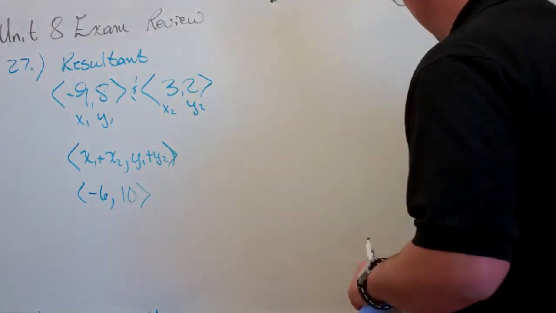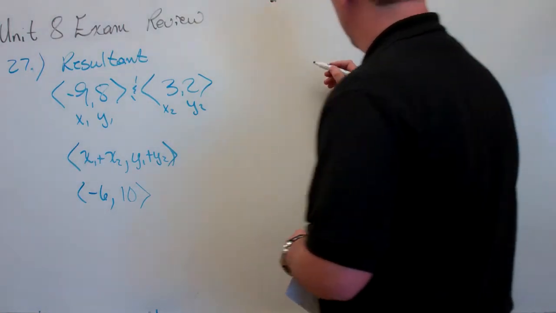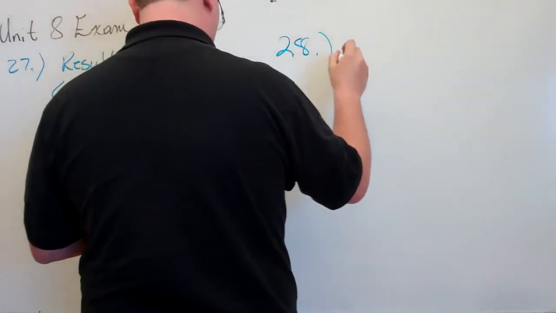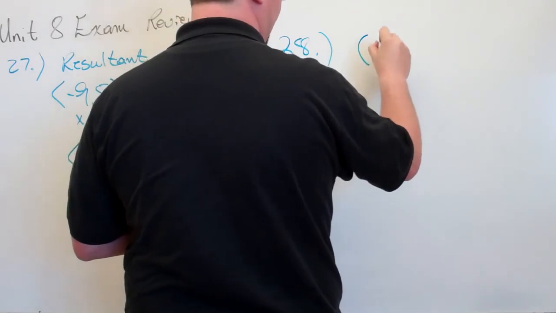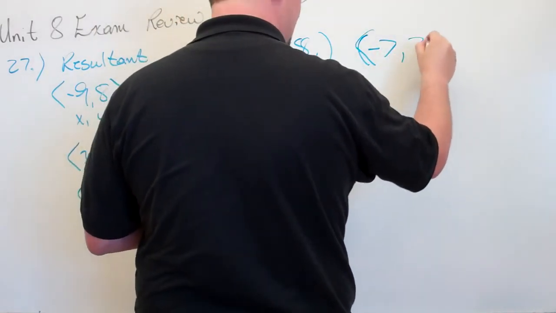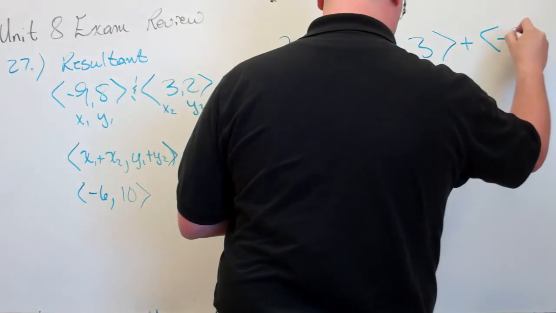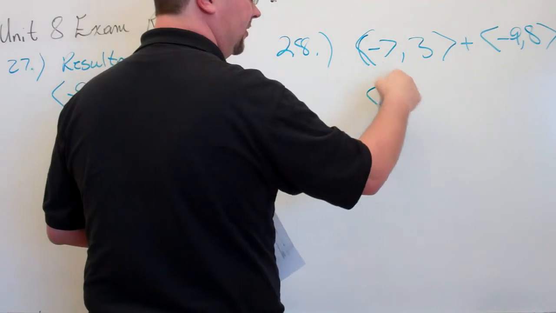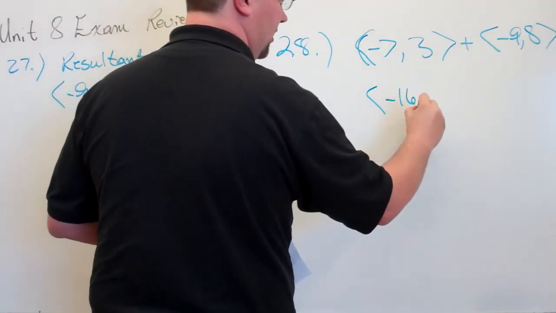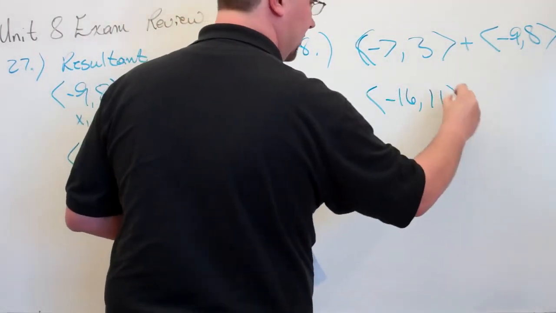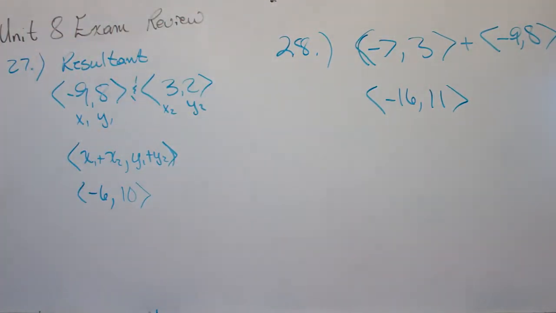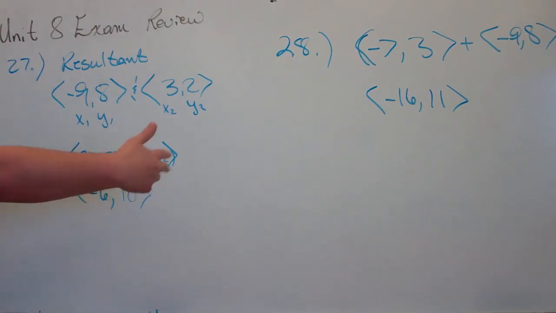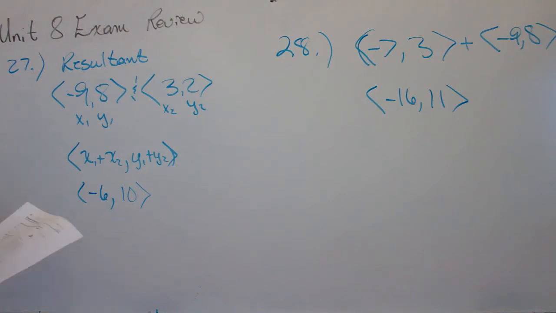Now for 28, you're going to do the same thing. For 28, they've already put the plus sign in there for you. So we want the resultant of -7, 3, plus -9, 8. So, -7 plus -9 is -16. 3 plus 8 is 11. So there you go. -16, 11. Alright? So again, you're just adding the x's, add the y's, boom, you're done.